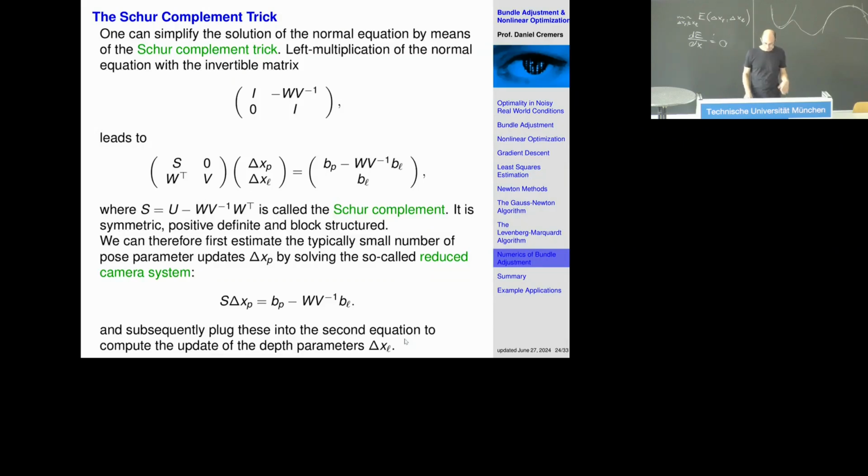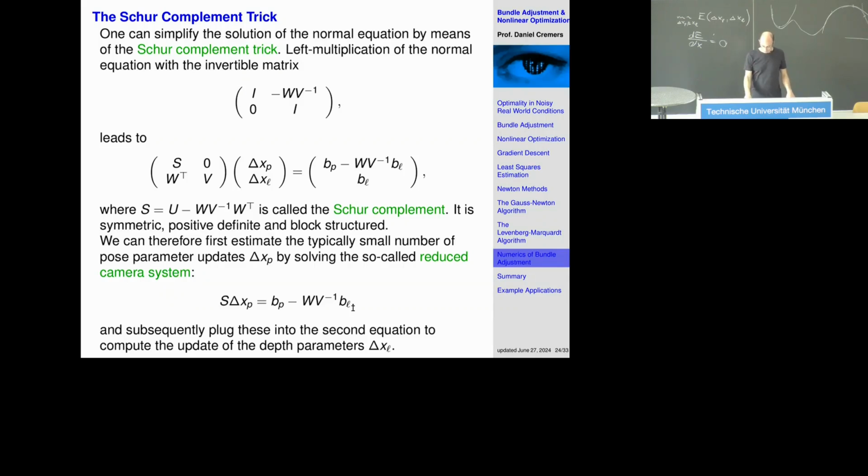Okay, so far so good. This is the reduced camera system, and that is the key bottleneck in bundle adjustment. And for decades, people have been solving this reduced camera system by numerical solvers like conjugate gradient methods, for example.